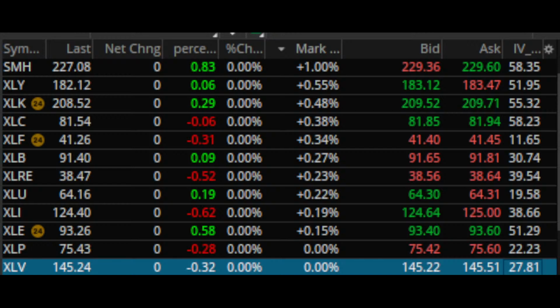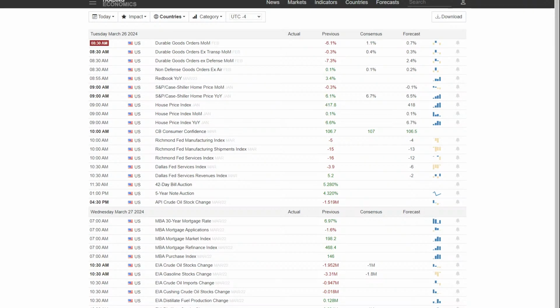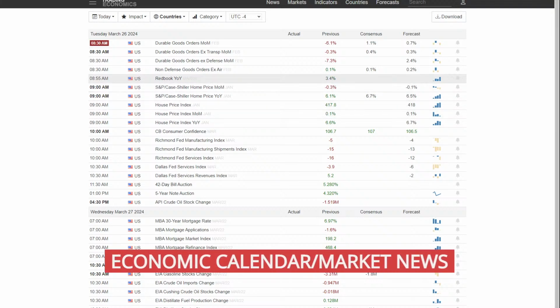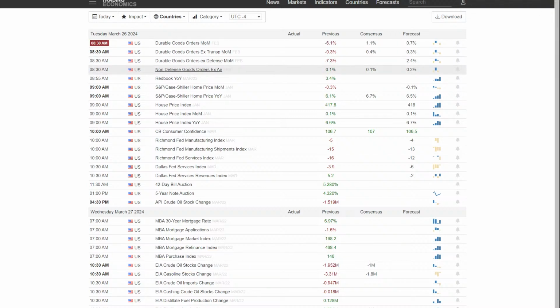Right now, there's not tons and tons of news really to talk about. Economic calendar is kind of weak. We do have durable goods at 8:30. It's usually not that big of a market mover. Then at 9 a.m., S&P Case-Shiller, not really much of a market mover. However, at 10 a.m. you got CB consumer confidence, and then a bunch of other Richmond Fed numbers. Now this could possibly move the market at 10 a.m. You got a bunch of things dropping there. Okay, and that's really it for today.